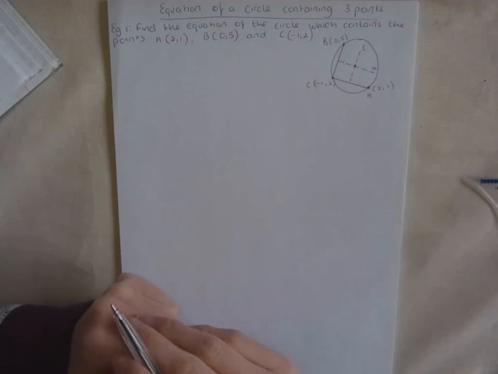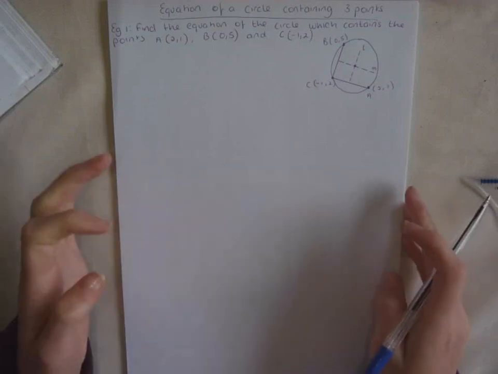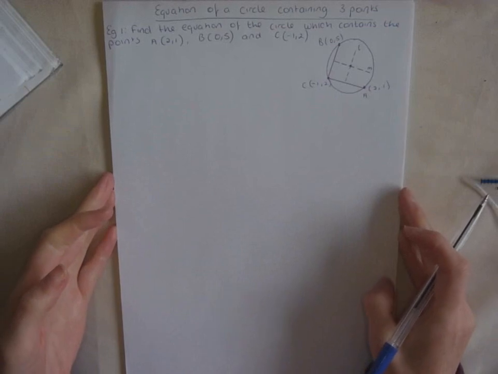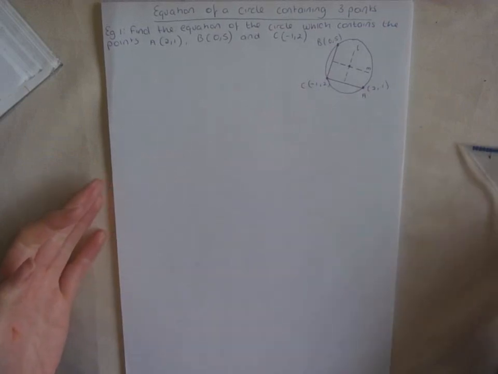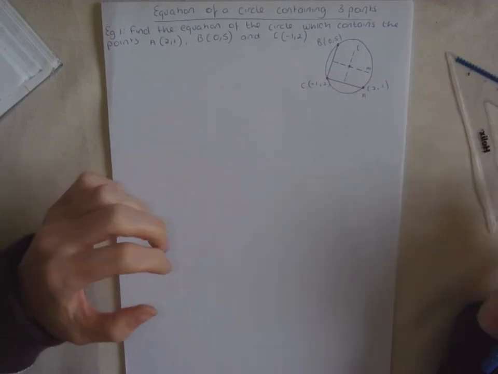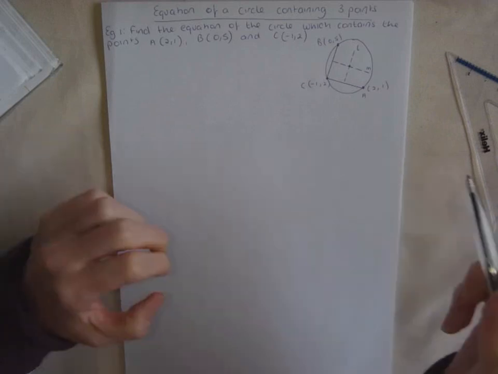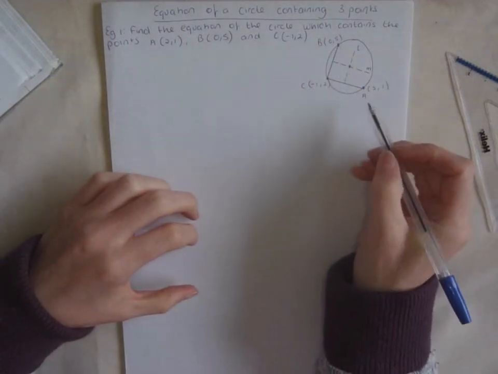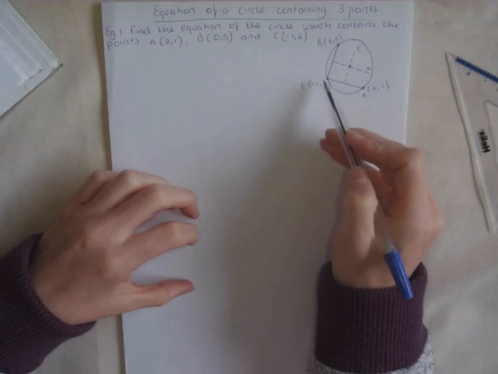Okay, so we're just going to use the second property now to answer this question. So it's the equation of a circle containing 3 points. Find the equation of the circle which contains the points A, B, and C. Okay, so all I've done is drawn my sketch. Here's A, here's B, and C.